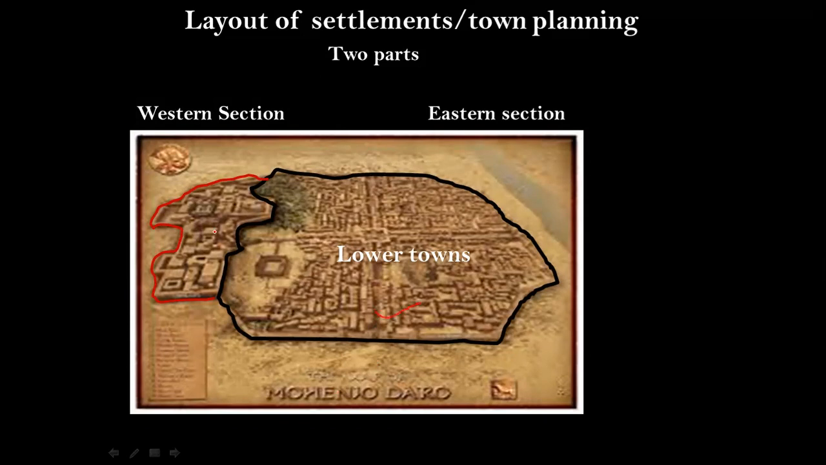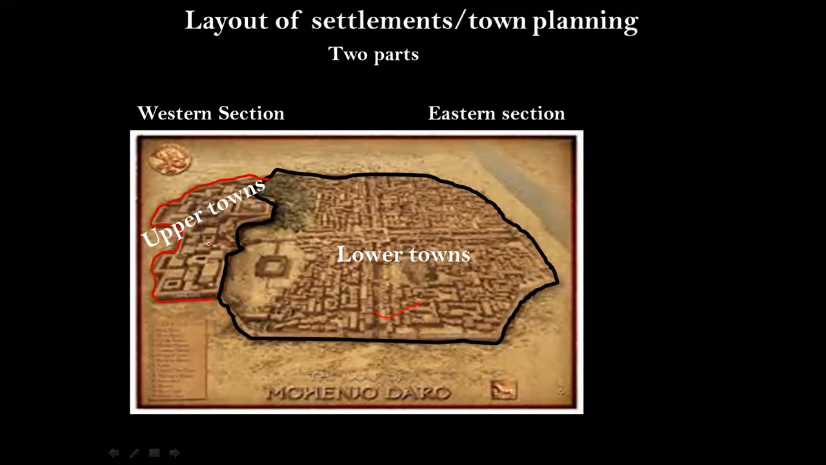In this lower town section, the common people lived. However, on the other side, the western section is called the upper town. The reason why it is called the upper town is because, as compared with the lower town, the upper town or the western section was built on a hilltop, and therefore there is a difference between the lower town and the upper town here.